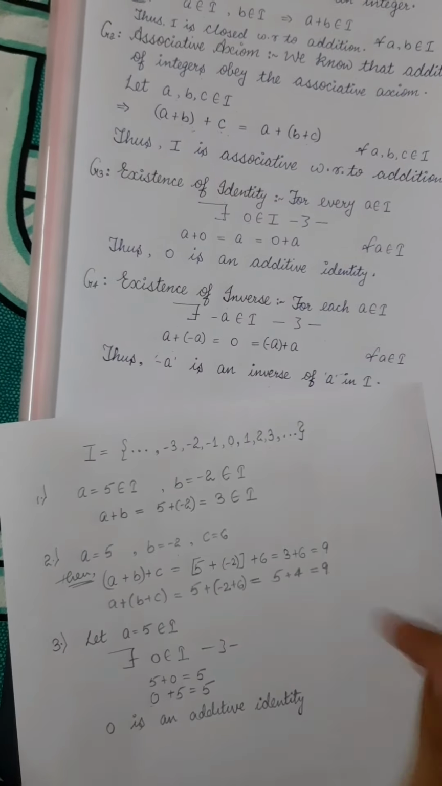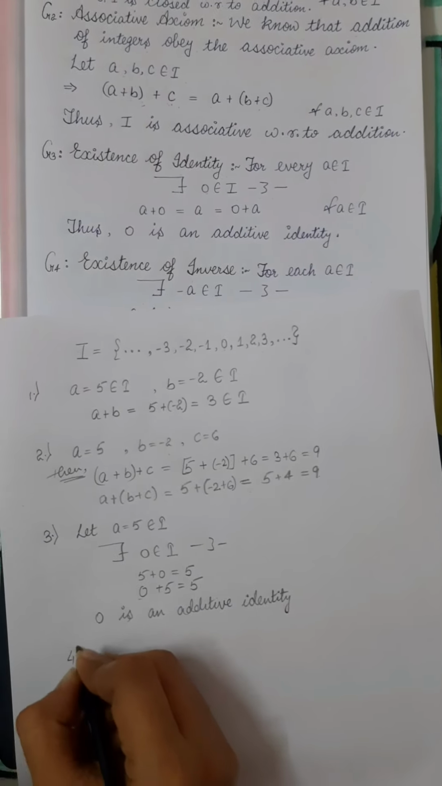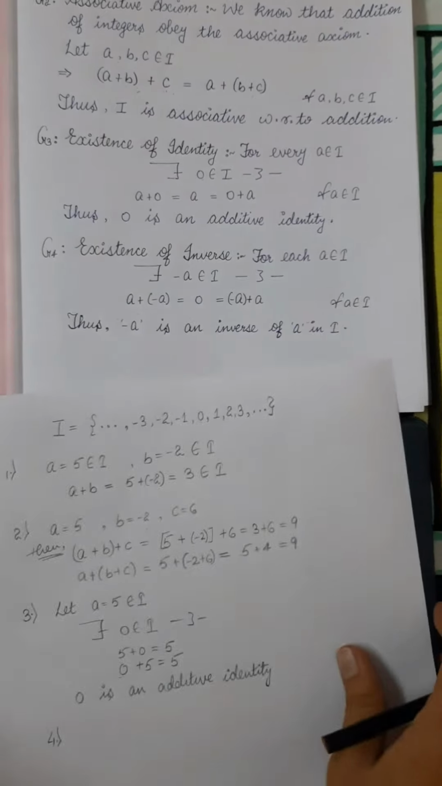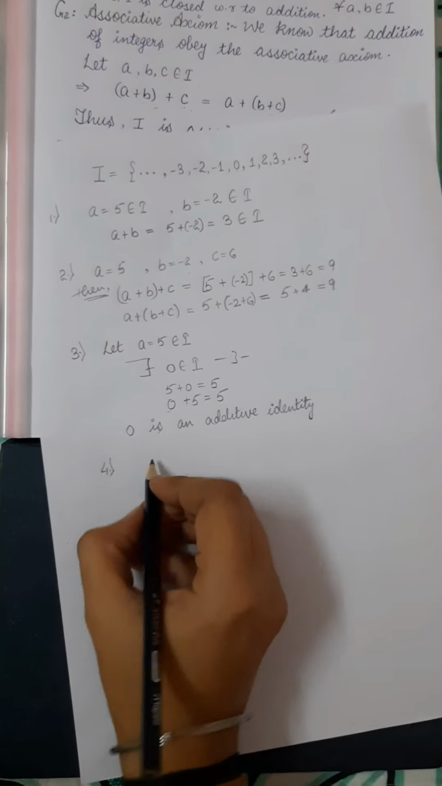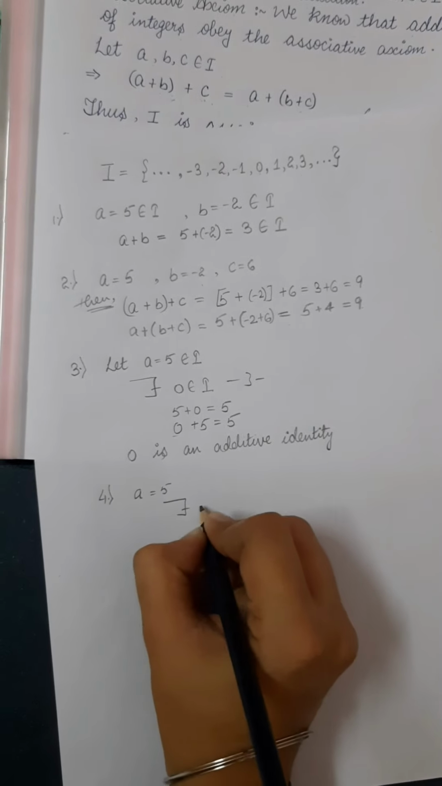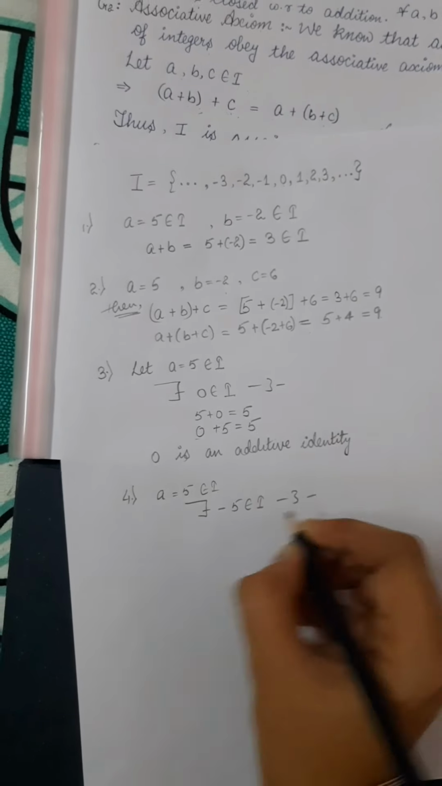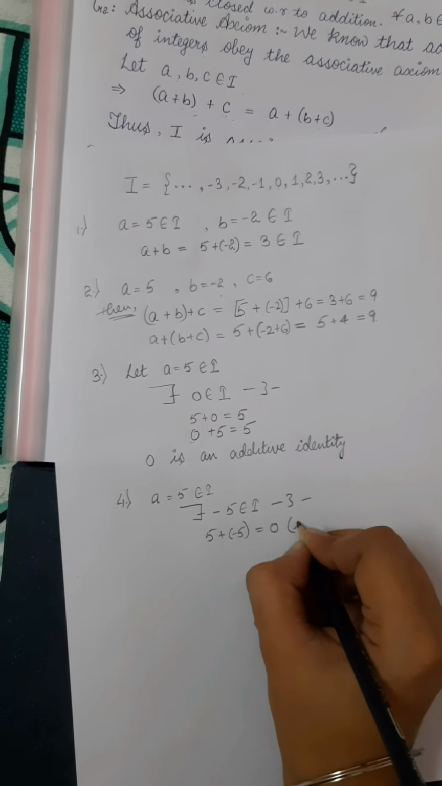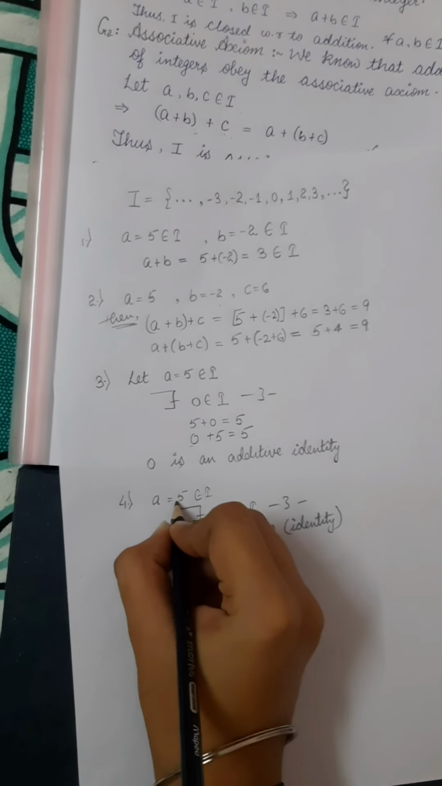Then next is existence of inverse. For each a belonging to I, there exists -a belonging to I such that a + (-a) equals 0. So let a = 5. Then there exists -5 belonging to I such that 5 + (-5) gives 0, that means the identity element. So -5 is the inverse of 5.